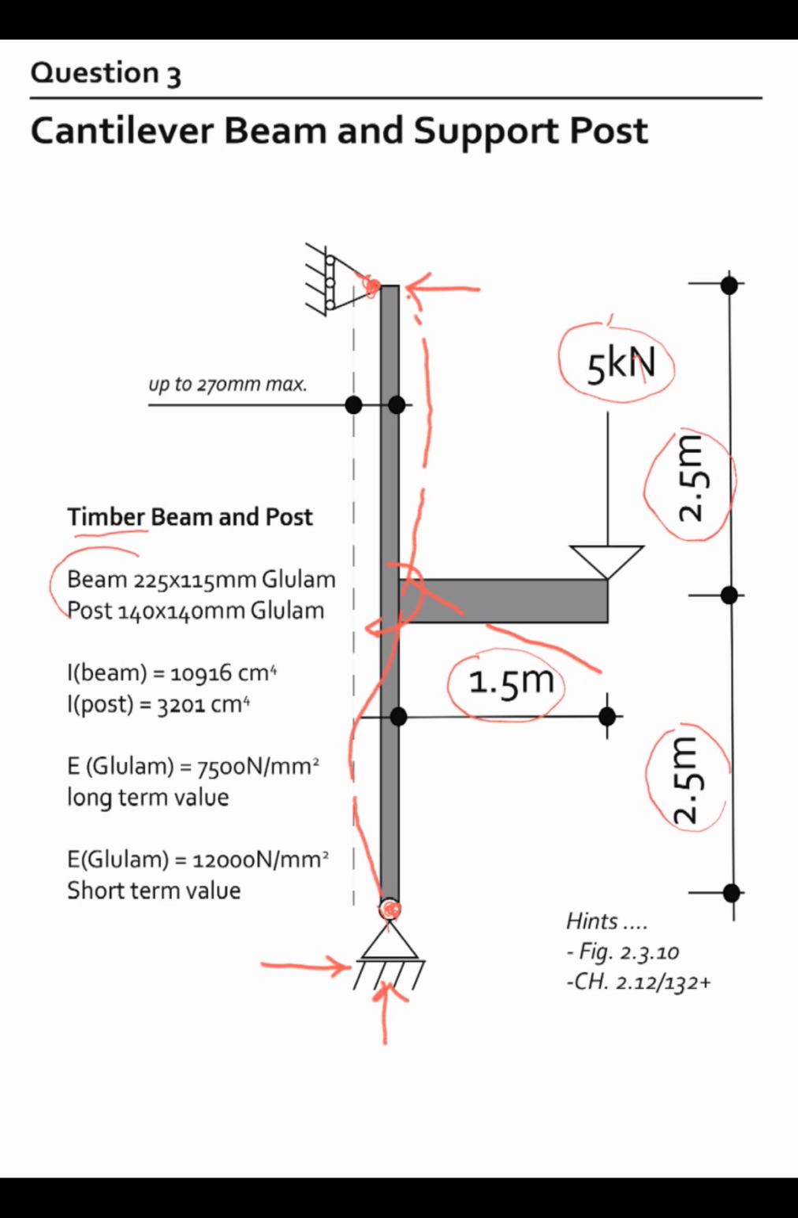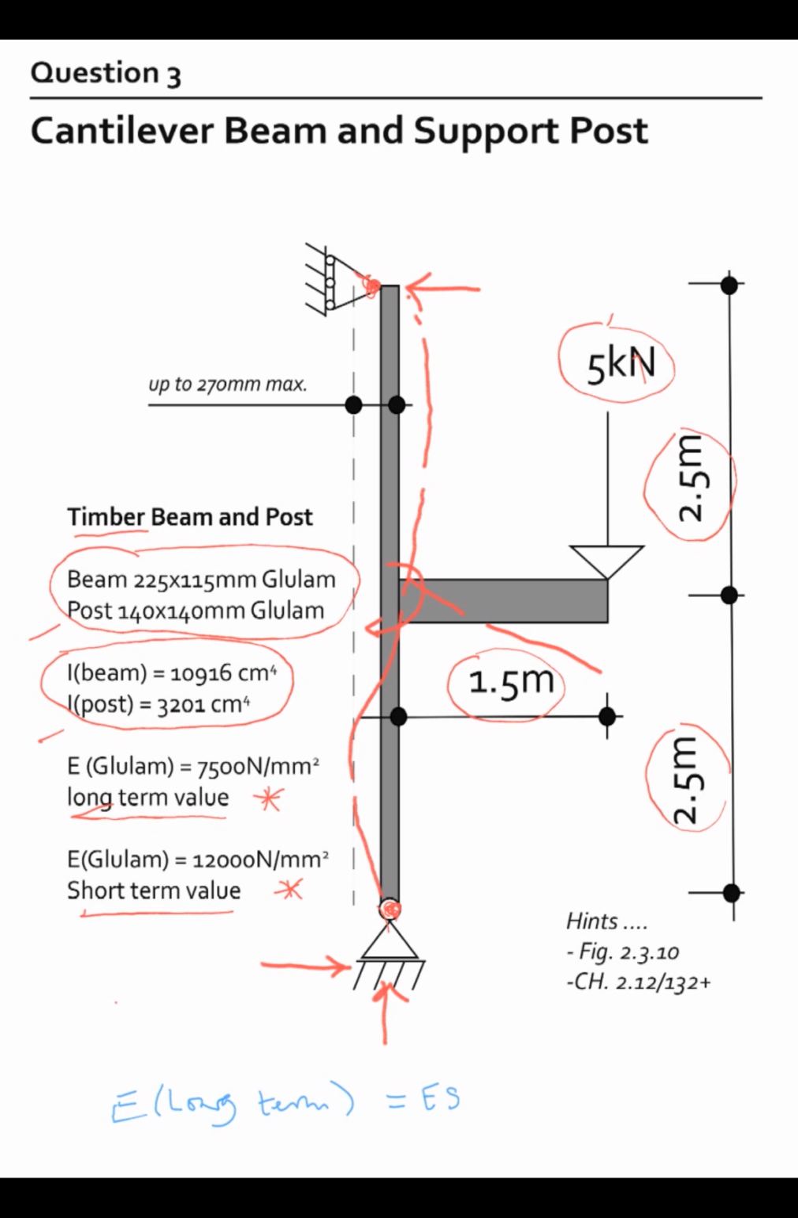The timber post and beam are in glulam, which is a form of timber. The sizes are given in millimeters, and the I values, which can be readily calculated, are also given. Long-term and short-term moduli are given for two different purposes. The long-term modulus may be calculated as the short-term modulus divided by 1.6.